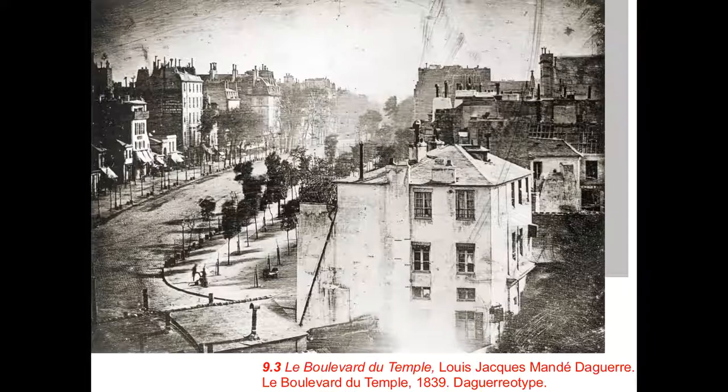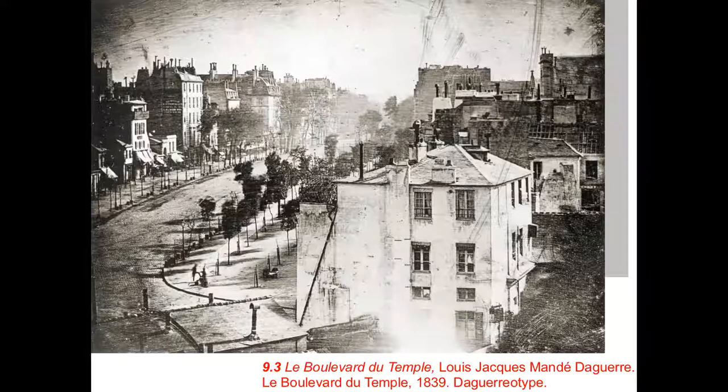Now this is a positive image. What that means is there's only one of these. The image is actually exposed onto a metal plate. So when you're looking at this image, it's not printed from a negative. If you guys know anything about negatives, there's only one of these. You can't make another one. It's a one-off.